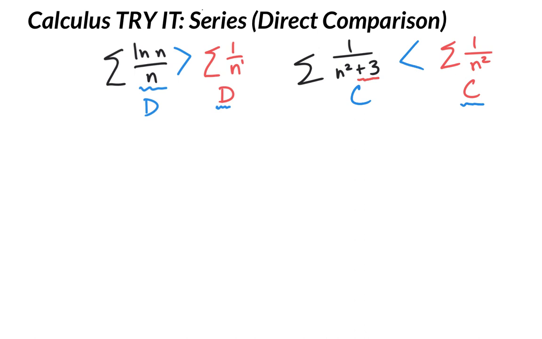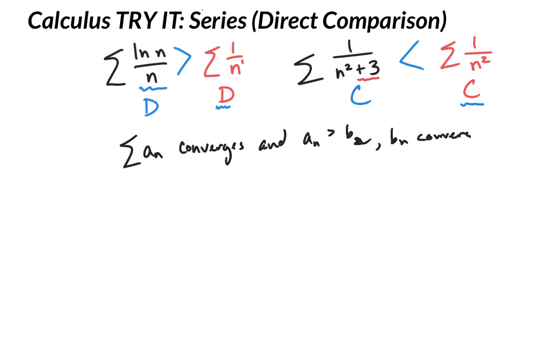So that's direct comparison. This is not a test you use all that often. Essentially, if you have some series A that converges and A is greater than B, B also converges. If A diverges and A is less than B, B diverges.